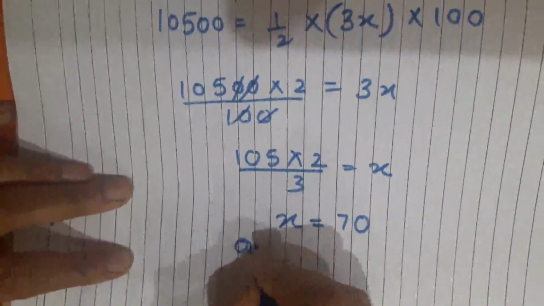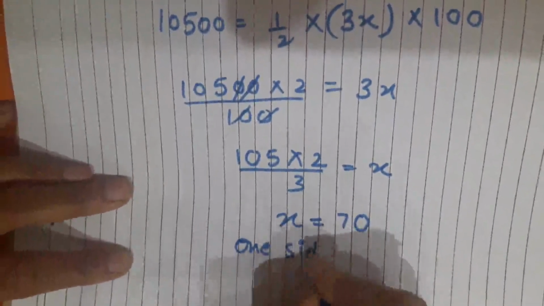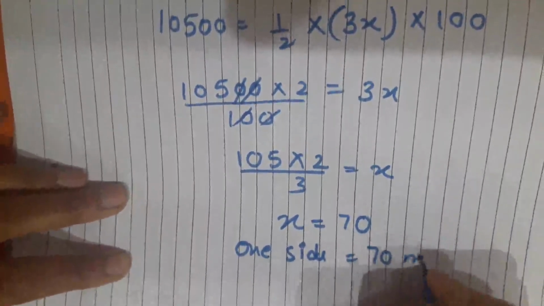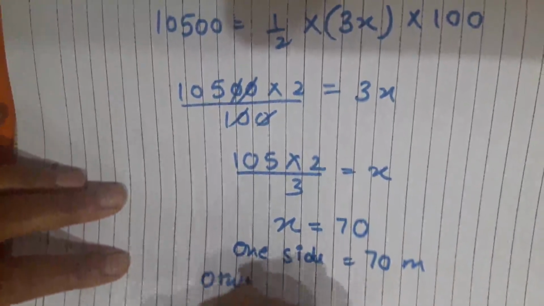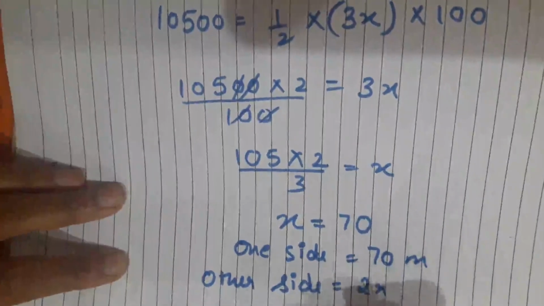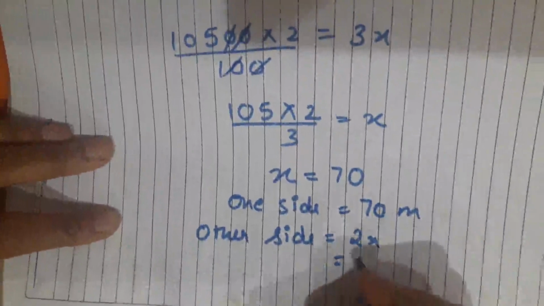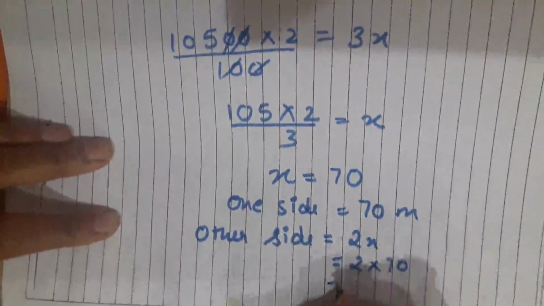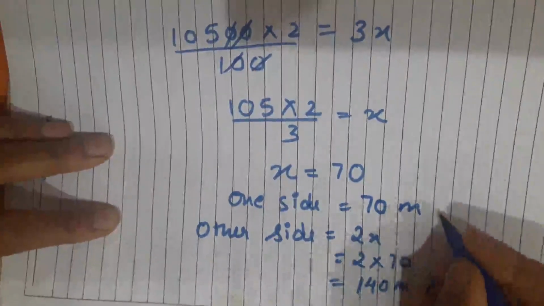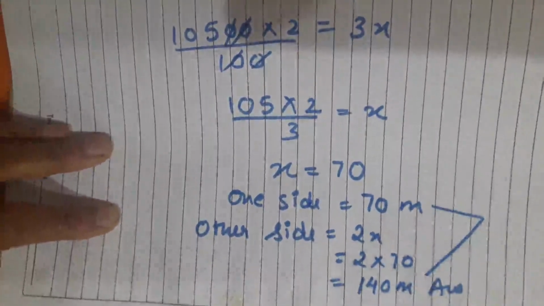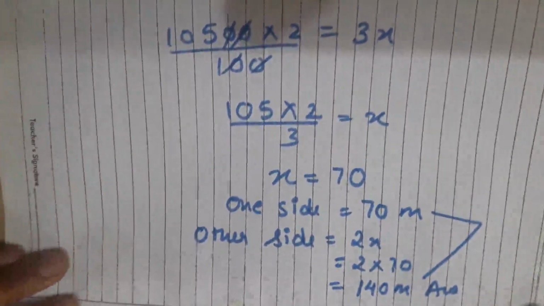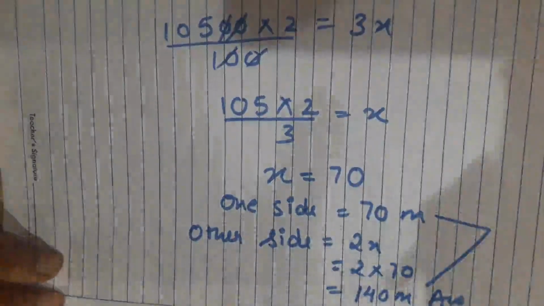So one side is equal to 70 meter, and the other side will be 2x. The x value is 70, so 2 into 70 gives you 140 meter. This and this will be your answer. I hope you all are able to understand this question. Let's move to the next part.